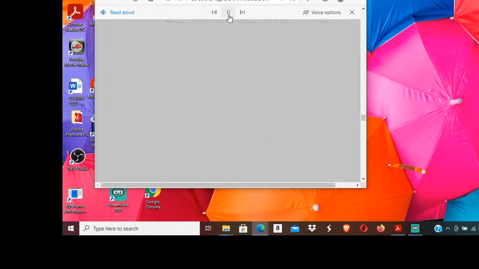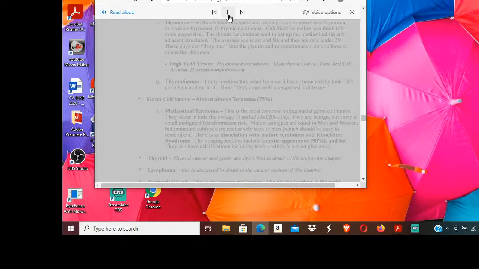Thymoma, so this is kind of a spectrum ranging from non-invasive thymoma, to invasive thymoma, to thymic carcinoma. Calcification makes you think it's more aggressive. The thymic carcinomas tend to eat up the mediastinal fat and adjacent structures. The average age is around 50, and they are rare under 20. These guys can drop mets into the pleura and retroperitoneum, so you have to image the abdomen.